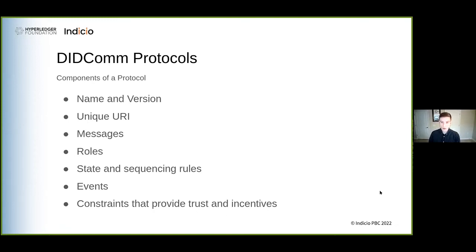And then finally, a protocol can also define the set of constraints that it imposes on the interactions, such as requiring that messages received in this protocol must be encrypted end-to-end from an already known sender, so an already established connection.